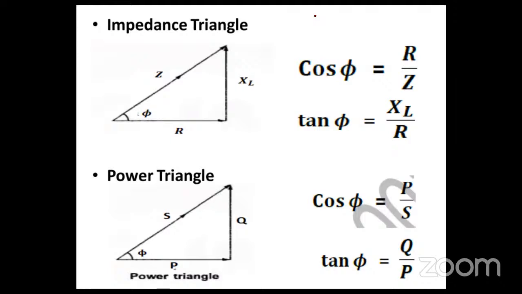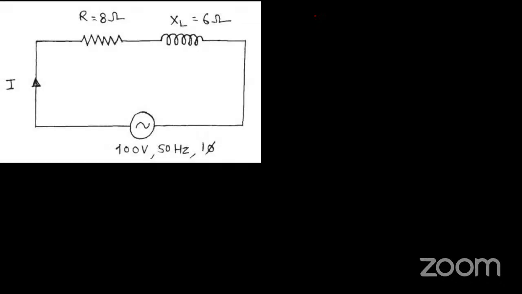So let's start with the sum. Okay, the sum is very important. It can come in the exam, the same type. So this is a circuit. Look at what is given in the circuit. We have one resistor.